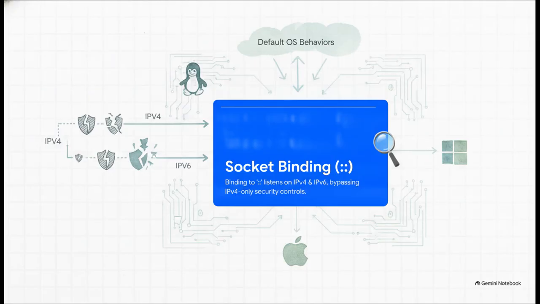Now, socket binding. This is where things get really wild. When an application binds to the IPv6 wildcard, it automatically starts listening on both IPv4 and IPv6 protocols at the same time. The way default operating systems like Linux, Windows, and macOS handle this creates a massive bypass mechanism without you doing a single thing. If you only put your security controls and host-based firewalls on the IPv4 side, an attacker can just waltz right past all your hard work by using the unmonitored IPv6 path. Plus, almost all modern OSs turn the IPv6 stack on by default, even if you never plan to use it.